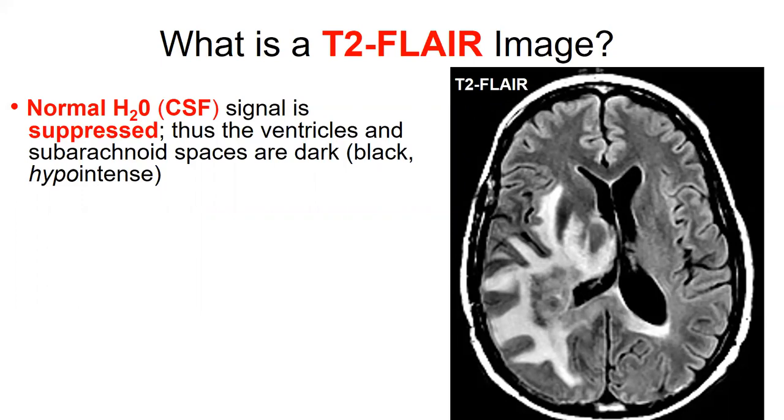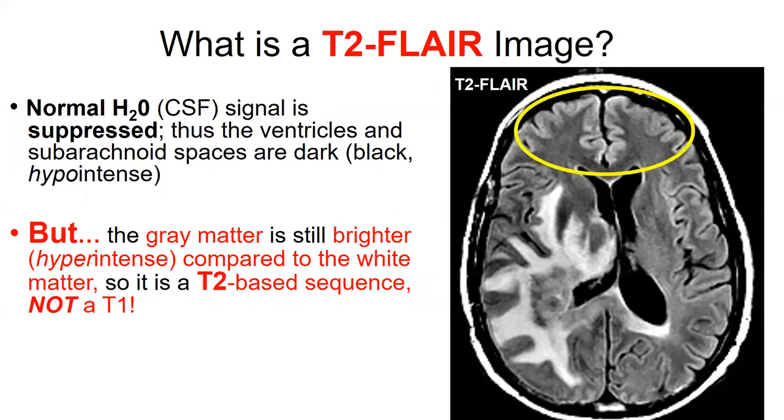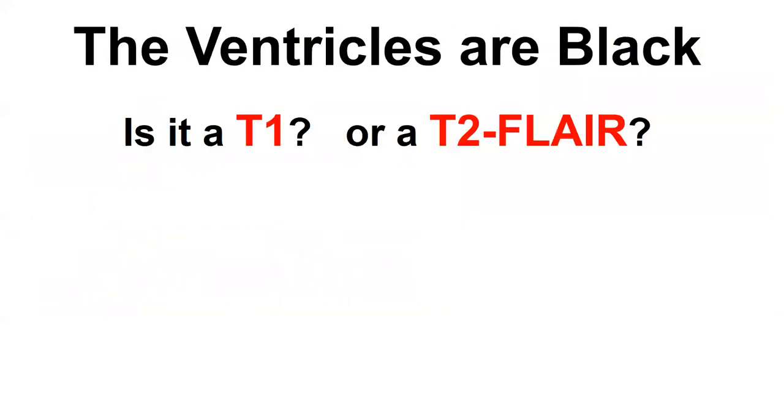All right, so I summarized it. Normal water, CSF, is suppressed. The ventricles and subarachnoid space are dark, black, hypointense, all right? However, you might think, well, this must be a T1. However, the gray matter is still brighter compared to the underlying white matter, so it is absolutely a T2-based sequence, not a T1. And because the CSF was dark, it has to be a T2 flare.